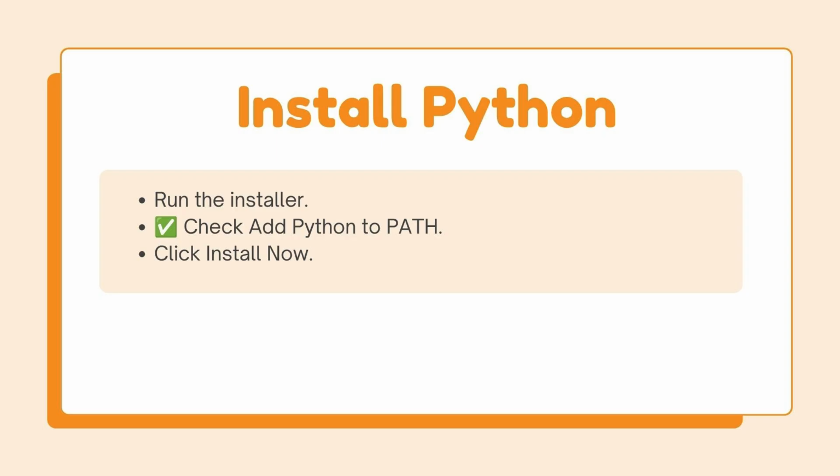Open the downloaded installer. Before clicking Install Now, make sure to check the Add Python to PATH option. This is an important step. Then click Install Now and wait until the installation is complete.